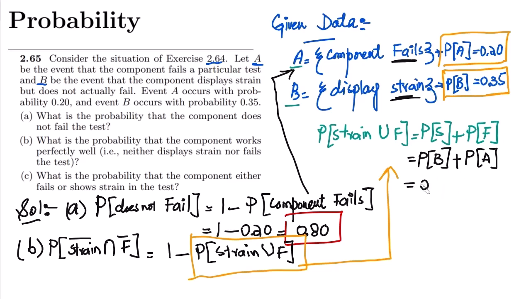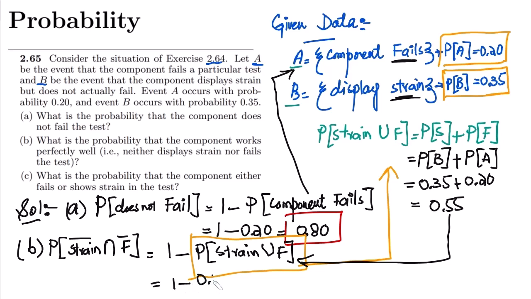So let me write their values. It would be 0.35 plus 0.20, and ultimately I will get 0.55. Okay, so this is the value of it. So let me take this value and put it here back. So it would be 1 minus 0.55, and ultimately I will get 0.45, which is the answer of the part B. Okay, so that is the answer of part B, which I have calculated.